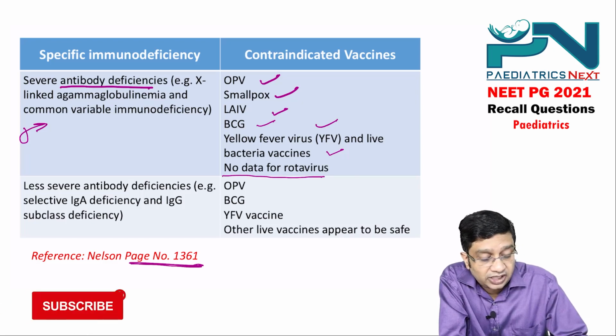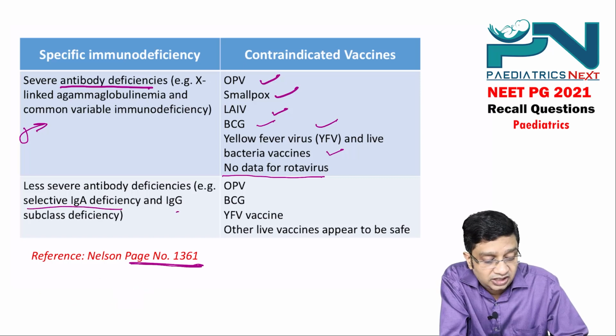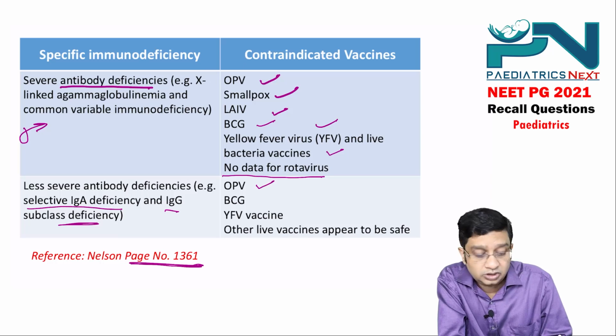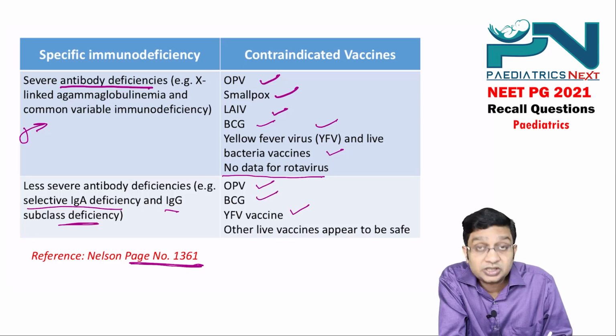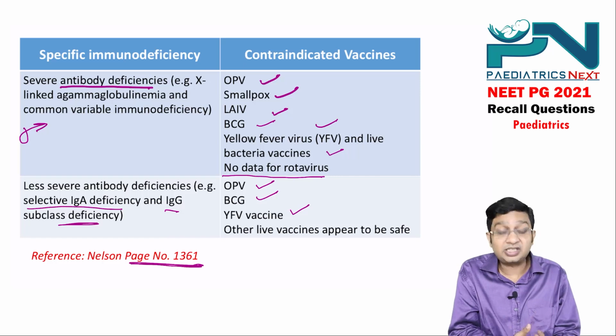And in less severe antibody deficiencies, which include selective IgA deficiency and IgG subclass deficiency, oral polio, BCG, yellow fever and other live vaccines appear to be safe. Particularly here, we say you can give live attenuated influenza vaccine, that appears to be safe.